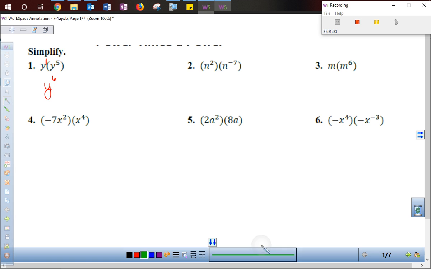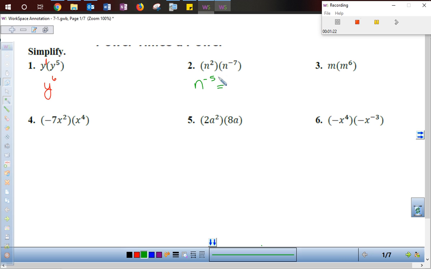On number 2, I can try it again. So I have n squared times n to the negative 7th. Notice my bases are the same, and even though I have a negative exponent, I'm going to hold off on working with it until the end. So n squared times n to the negative 7th. I can add those exponents, and I'm going to be left with n to the negative 5th.